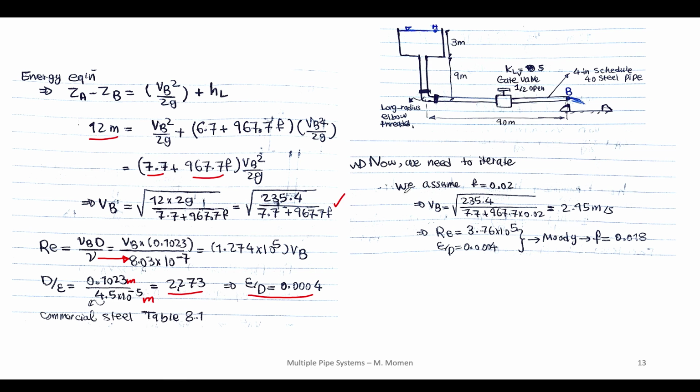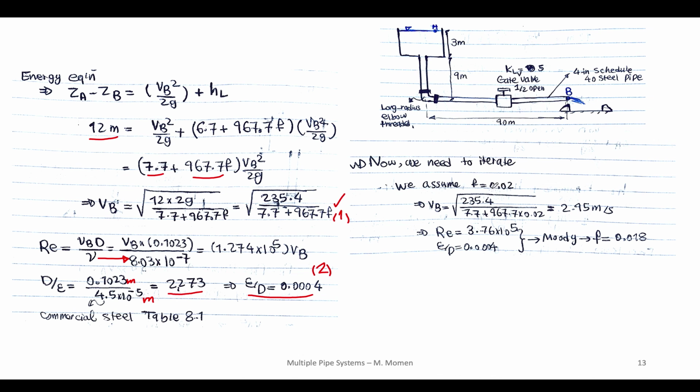We need to iterate, and you can iterate over VB, or you can iterate over F. These are two variables in the system of equations. This is one equation that we have, and this leads to the second equation from the Moody diagram. So you can iterate over either F or VB. I'm going to iterate over F because it's easier.